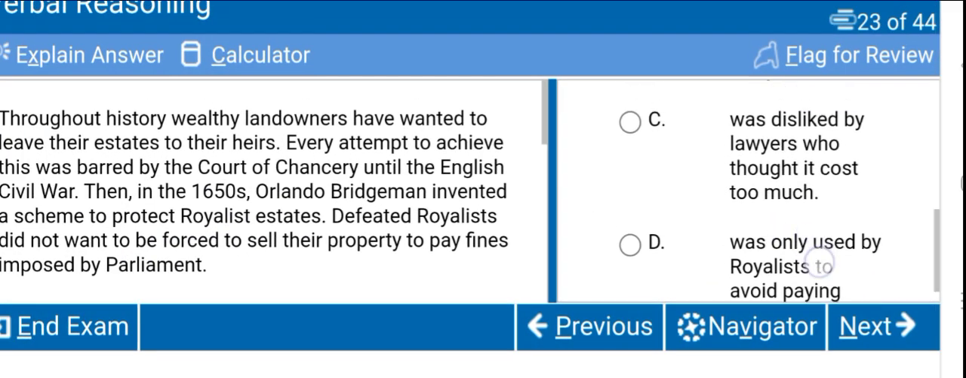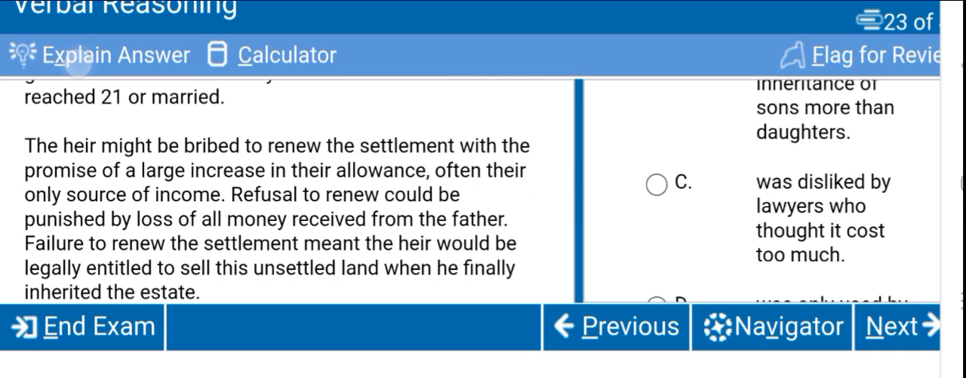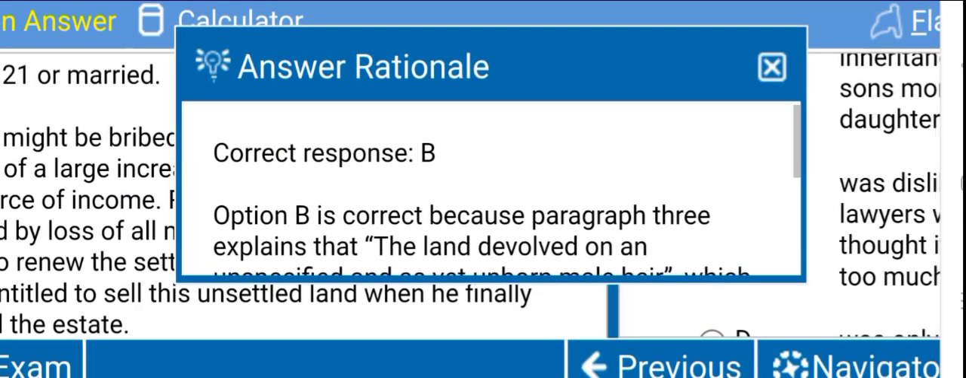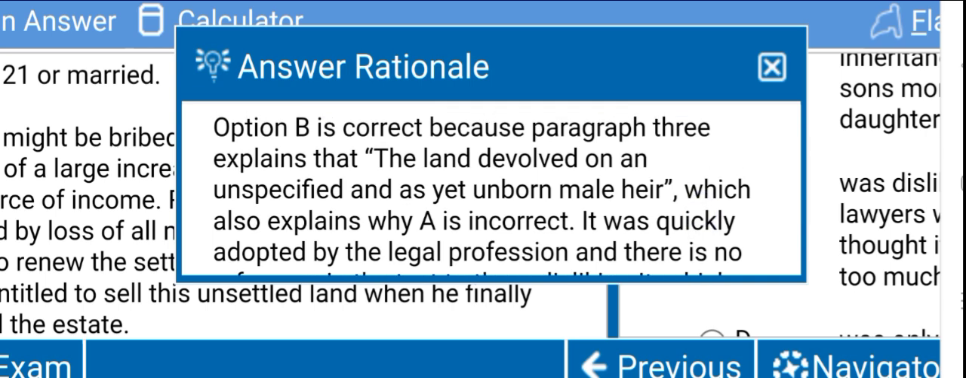So these are the 4 options we have. So let's see which one is the correct option. Option B is correct because paragraph 3 explains that the land devolved on an unspecified and as yet unborn male heir, which also explains why A is incorrect.